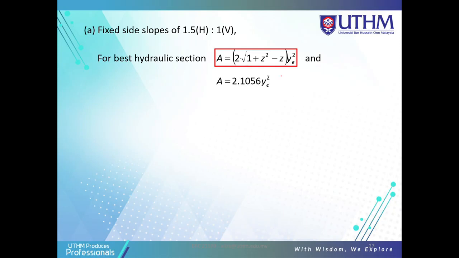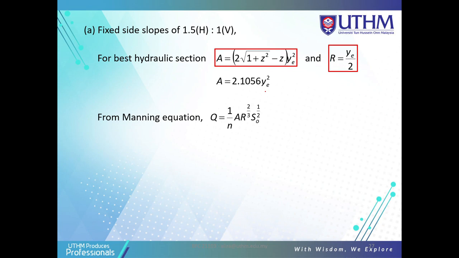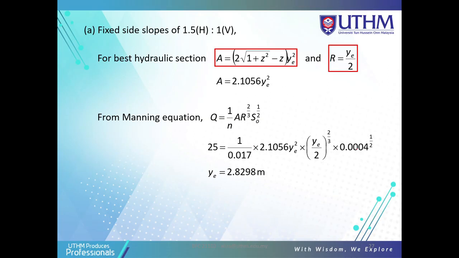And also after you put all the values of Z in terms of YE, you get the area and also R. So from Manning's equation, you use the A here. Just put A into this Manning equation with the values here, and you get the Y effective. Okay, so this is how to find the Y effective in the best hydraulic section.